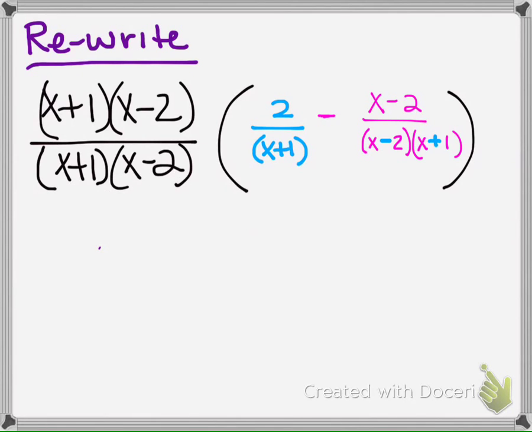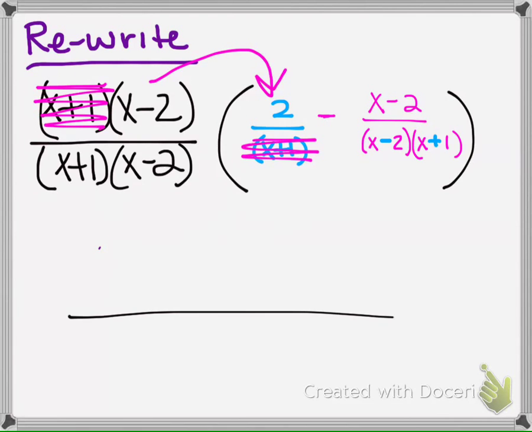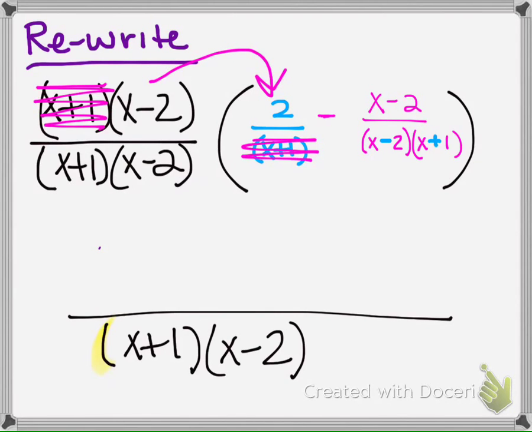So when I distribute to the first fraction here, this x plus 1 is going to cancel with this x plus 1. And what's going to be left is our denominator. And then in the numerator, what's left is this 2 and the x minus 2. So we have the 2 and the x minus 2.